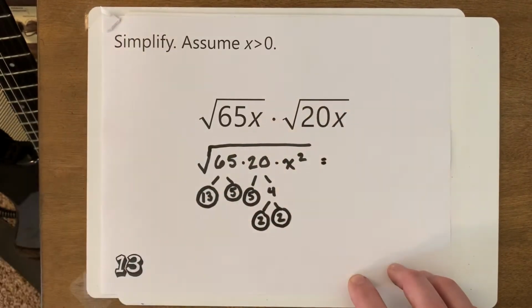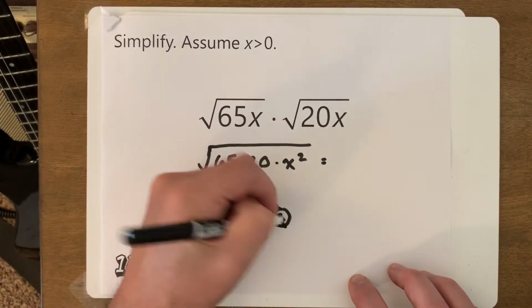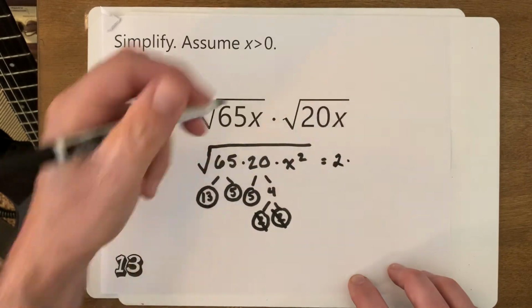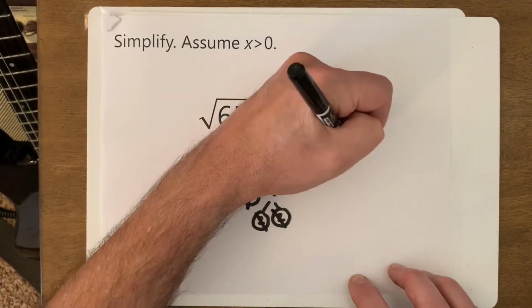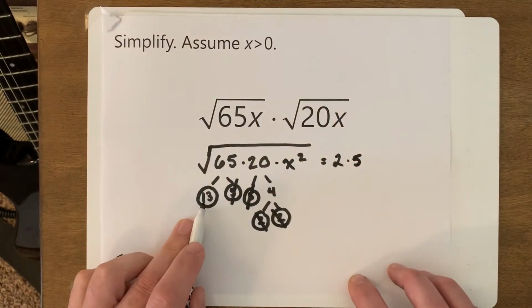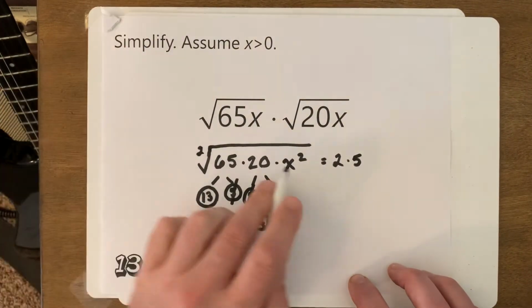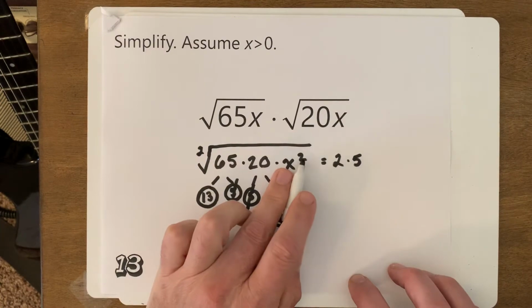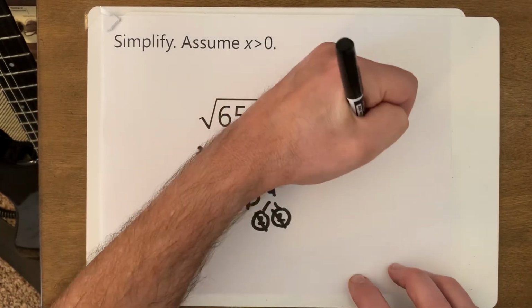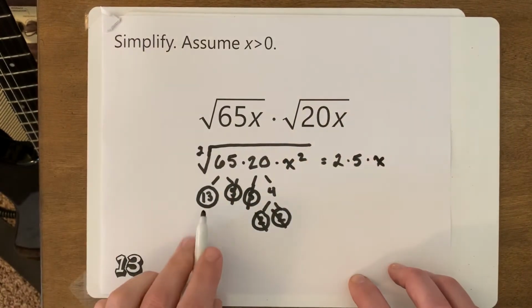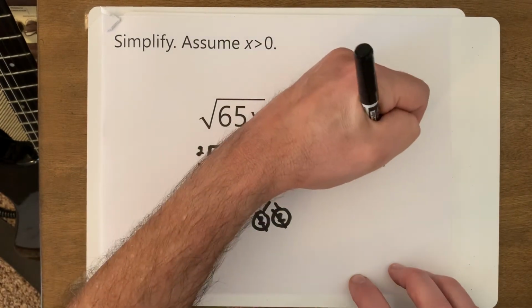Okay, so let's take a look. It is a square root, so I have a pair of 2s. I have a pair of 5s. I don't have a pair for the 13. The x squared, since the index is 2, and that's a square, these two match. So that means a single x is coming out, but you're still going to have that 13 sitting under the square root.